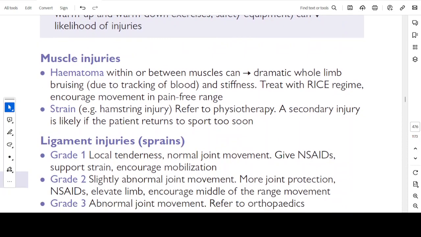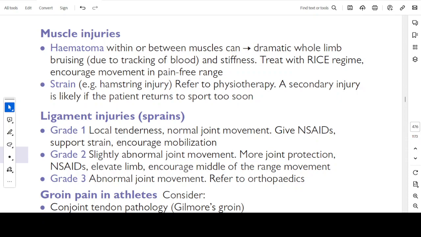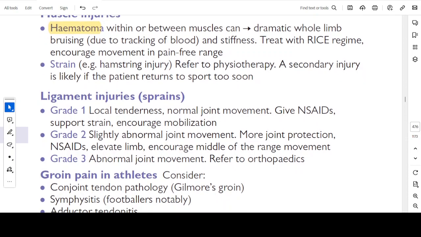Muscle injuries. Hematoma within or between the muscles can be dramatic, with whole limb bruising due to tracking of blood, and stiffness.